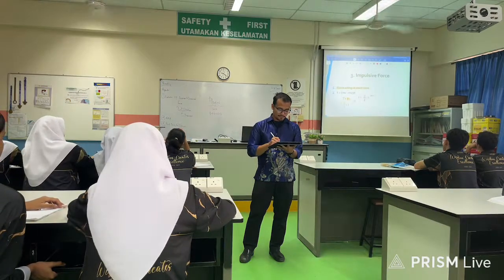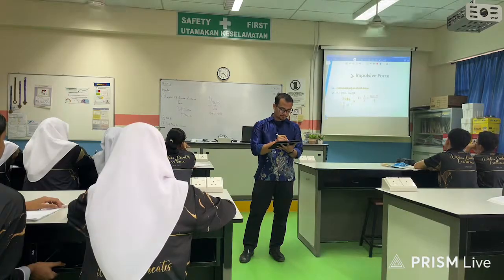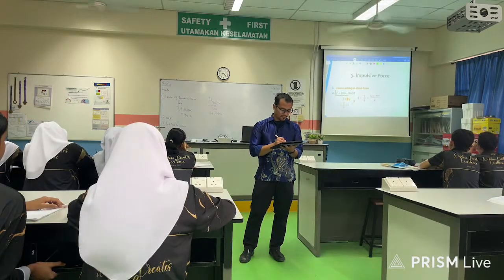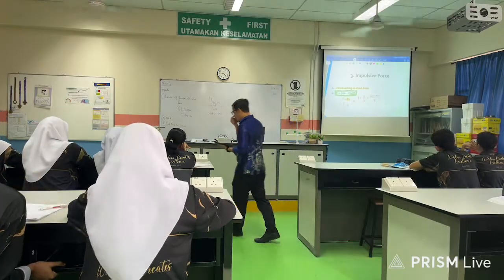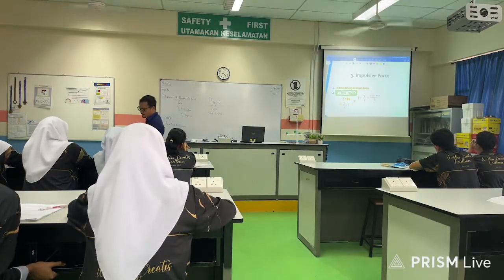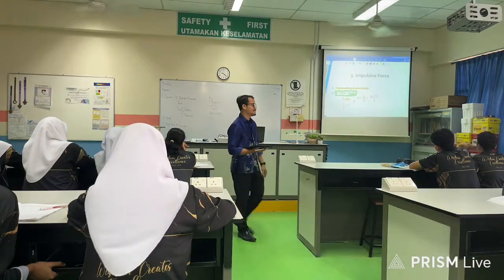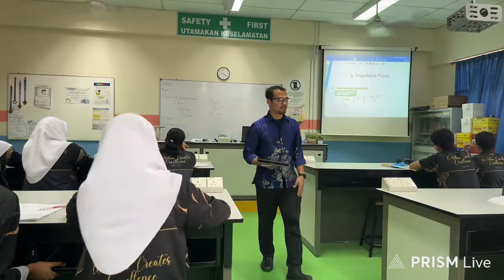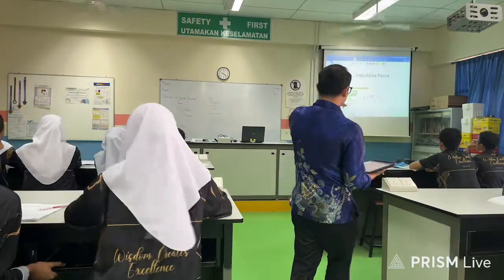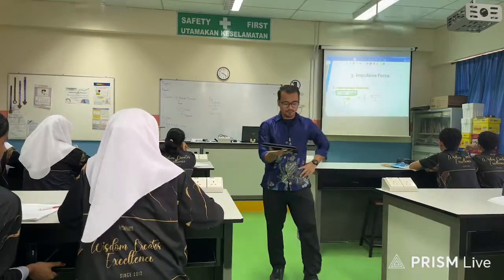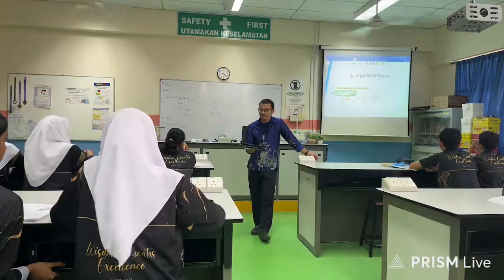So mv minus mu over t. This is the final formula for impulsive force. If you encounter questions that ask you to get the value of F, which is the impulsive force, this is the formula that you need to use. The origin, before we get this formula, comes from J is equal to Ft, and then we derive it out, we will get the value of F.